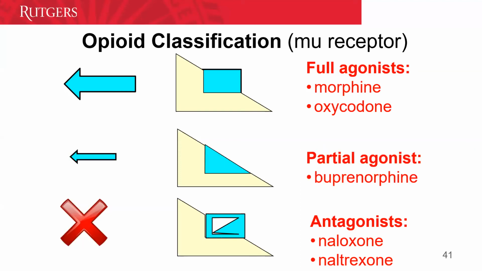And then finally, you have your partial agonists, which have some of the effects of opioids, but not the full effect at the receptors. For example, you might get some pain relief, but you won't get that euphoria, that high that comes with them. An example of a partial agonist is buprenorphine.